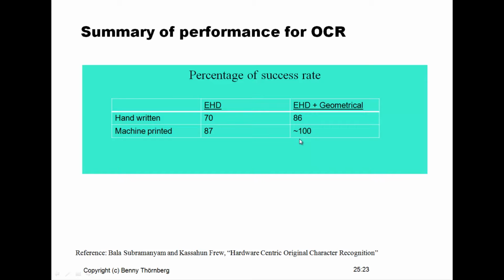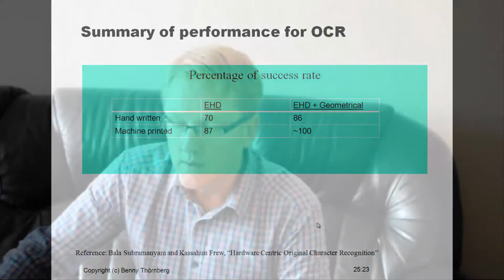And all of these experiments that I described today were mainly done by my two master students on their 15 credit points project assignment under supervision from me, and they entitled their work Hardware-Centric Original Character Recognition. And from this lecture, I really do hope that I have inspired you to do additional experiments on automatic recognition of objects, on OCR systems, and on machine vision.